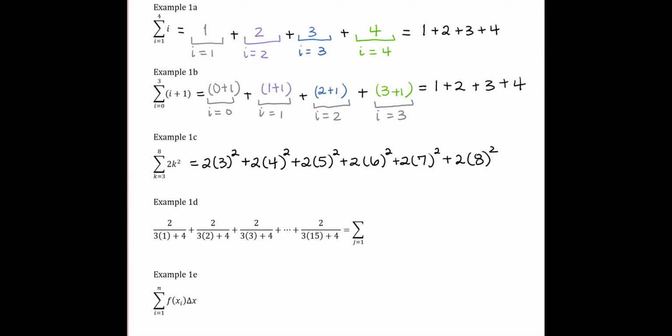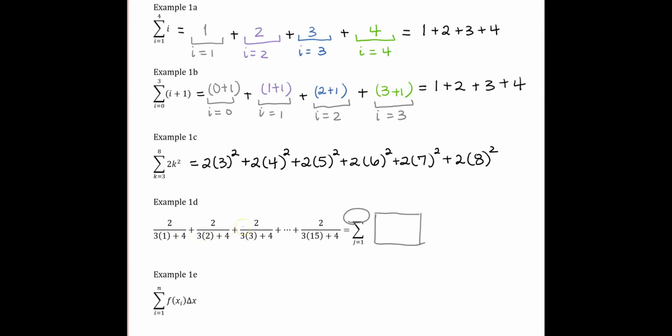In example 1d, we're going to work a little bit backwards here. Our goal here is to fill out the missing upper limit and the missing ith term of the sum. So you want to see what goes inside of that circle on top and that box for the ith term of the sum. We can see that the lower limit was given to us as j equal to 1.